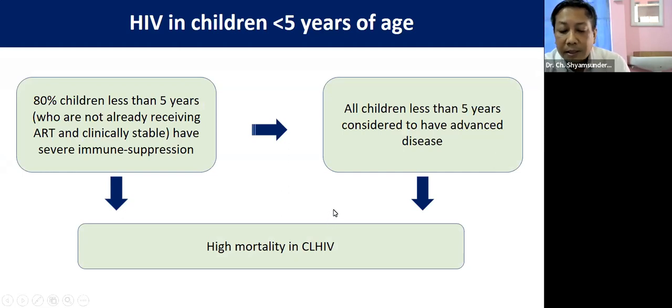WHO defines advanced HIV disease for adults, adolescents and children 5 years or older as having a CD4 cell count of less than 200 cells per cubic mm, or clinical stage 3 or 4. All children less than 5 years who are not already receiving ART and clinically stable are considered to have advanced disease, because evidence shows that 80% of them have severe immunosuppression, and these entail high mortality.